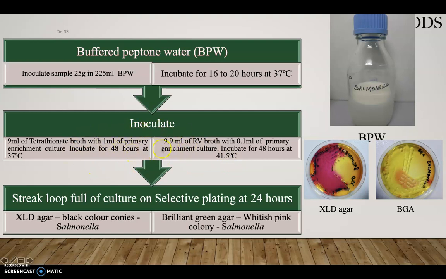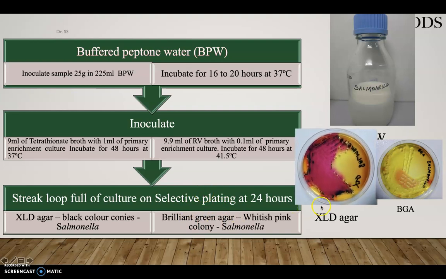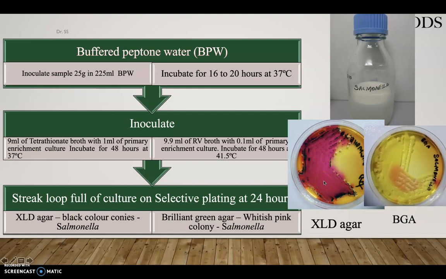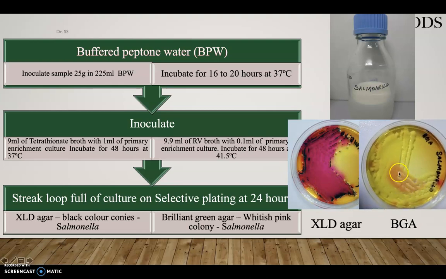From the secondary enrichment culture, a loopful of culture is taken and streaked on XLD agar and brilliant green agar. In XLD agar, black colored colonies appear, which shows a positive result for Salmonella. In BGA, whitish pink colonies will be observed, which also shows a positive result for Salmonella.